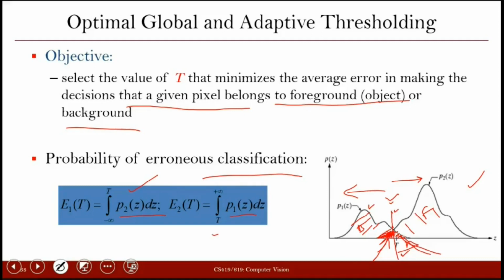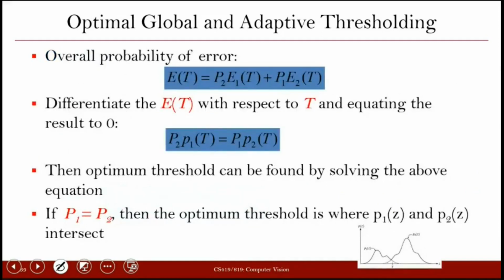If you want to find the total error, it is going to be the summation of E1T and E2T weighted by their probabilities, because when we are selecting any pixel, we don't know whether it's foreground or background. So the probability that it belongs to background or the probability that it belongs to foreground needs to be multiplied here to get the overall error. Using this, we can define that ET is equal to P2 times E1T plus P1 times E2T.